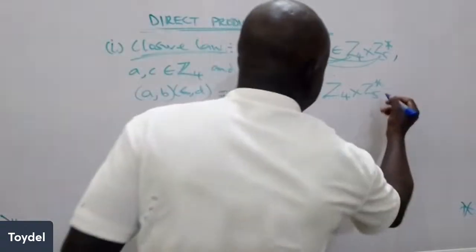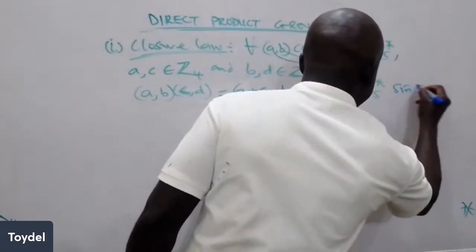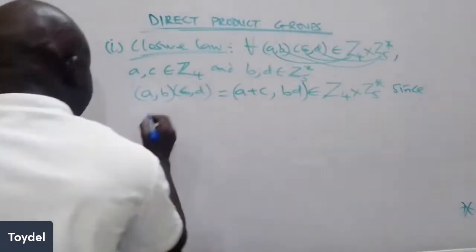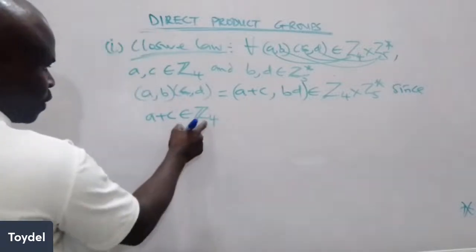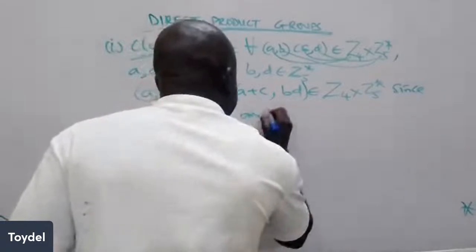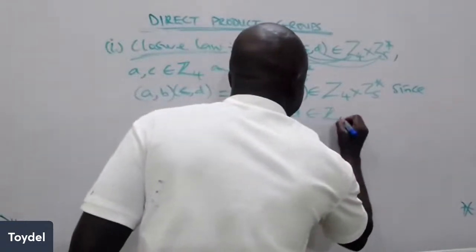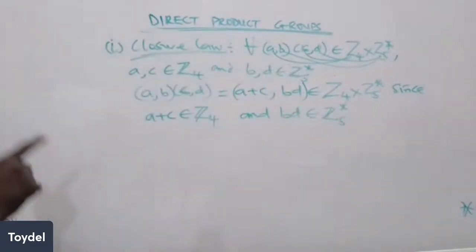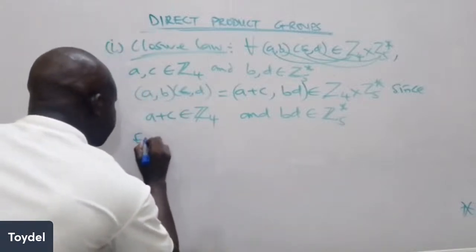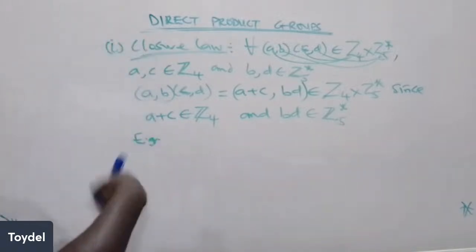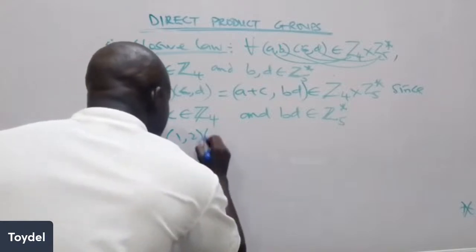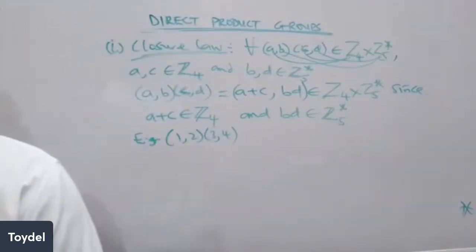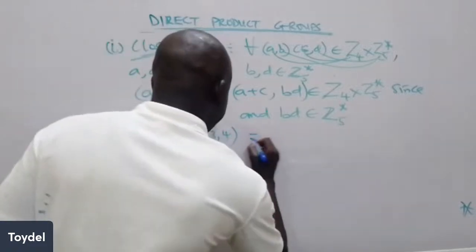Okay. Why do we have it? It is closed since A plus C belongs to Z4, addition being the binary operation there, and BD belongs to Z5 asterisk, multiplication being the binary operation of Z5 asterisk. So we can see an example. For example, I'm just showing an example now. In the subsequent laws or properties, I may decide not to show an example. If we have (1,2) and (3,4), what would this give us?